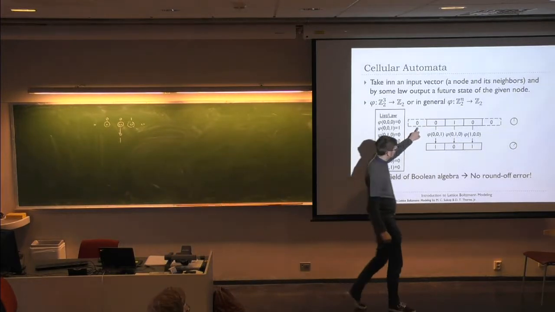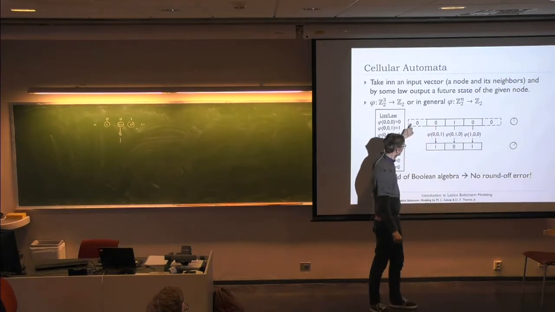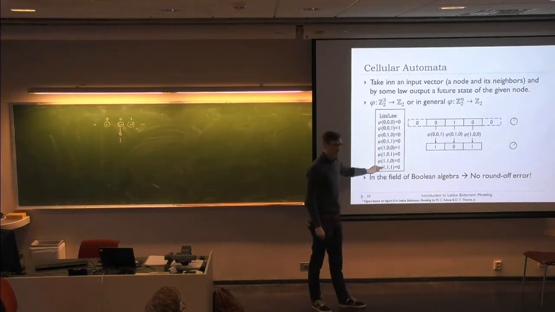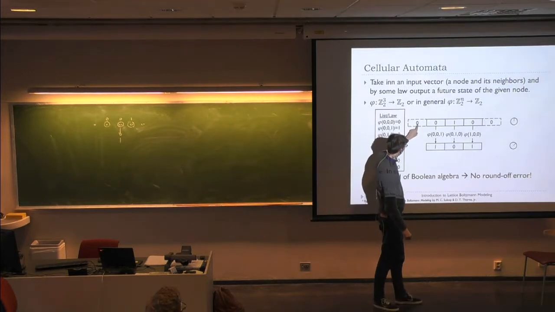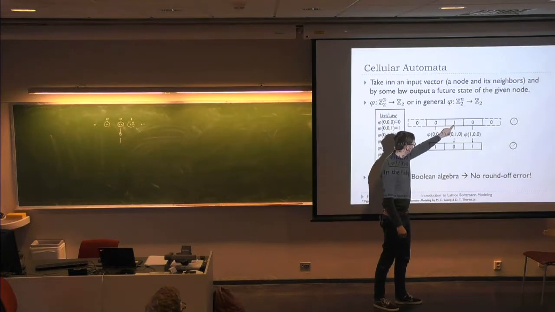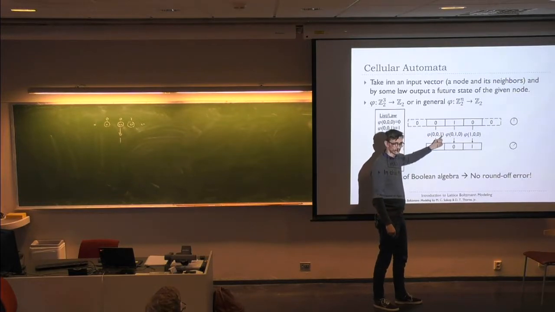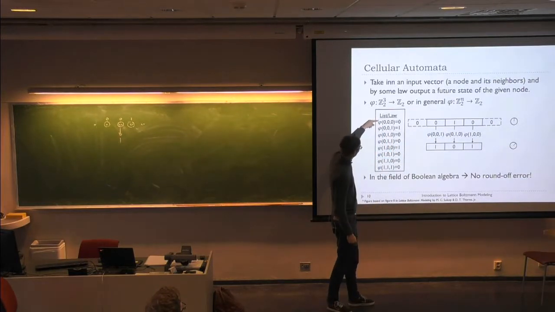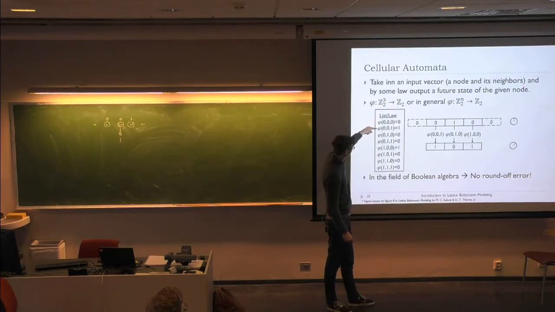So here I have an example. We have a string of zeros and ones, and we have our laws. Okay? So here, the input value is 0, 0, 0. So we put that into our law for our function, and we look through our list. Where do we have 0, 0, 1? That's here, and it gives us the output.